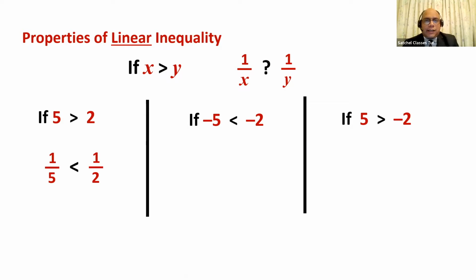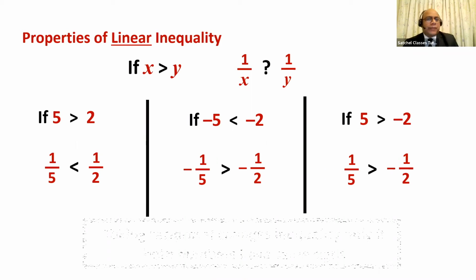What if, in the second case, -5 is smaller than -2. However, the minute I take the reciprocal, I'll get -1 over 5, which ends up being a greater quantity than -1/2, right? Which means once again the inequality has reversed. What about positive and negative? One quantity is positive, the other is negative. 5 is greater than -2. If I take the reciprocal, the positive quantity would still remain positive and the negative quantity would still remain negative, which means the inequality will be retained, right? 1 over 5 will still be greater than -1/2.